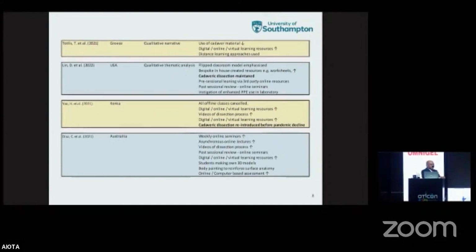Australia is very interesting. If you pick up a few of what they did, weekly online seminars have gone up. Videos of dissection have gone up. As you can see, digital, online, virtual learning resources have gone up like any other. Students making their own 3D models. That's interesting. In Australia, the first year students were asked to make their own materials. Then, of course, very interesting, body painting to reinforce surface anatomy. Now, I taught this in Hong Kong, body painting.